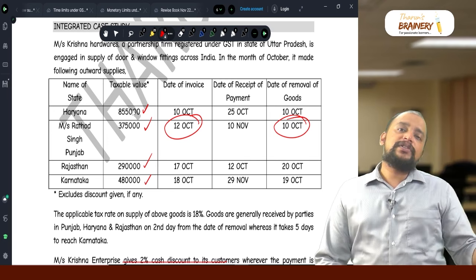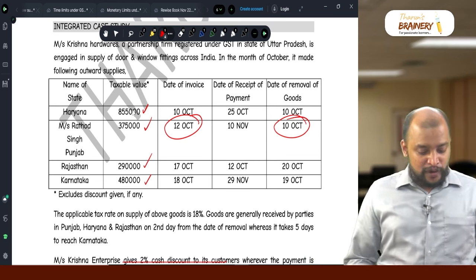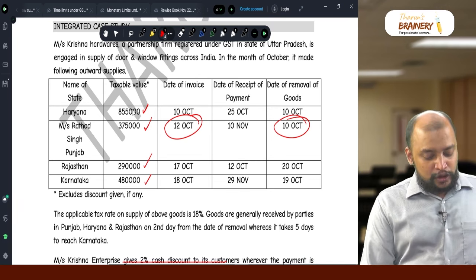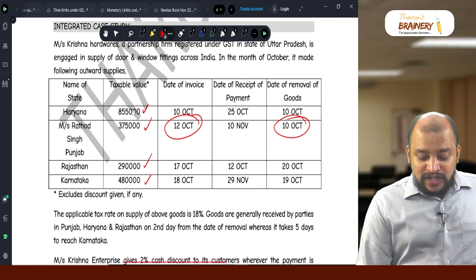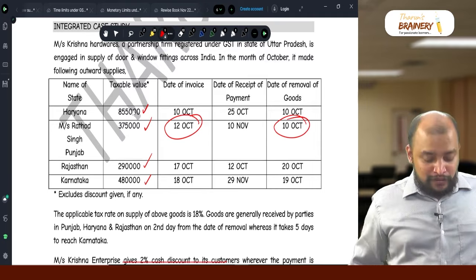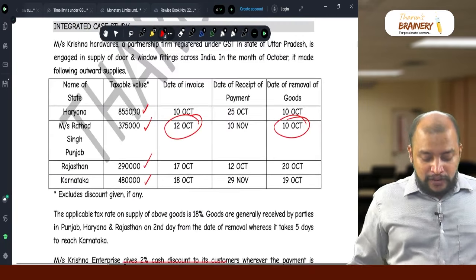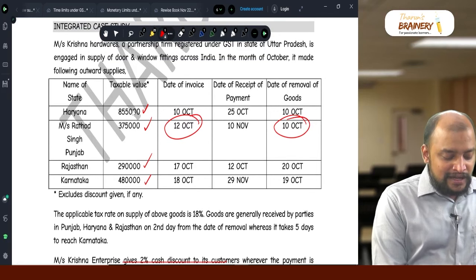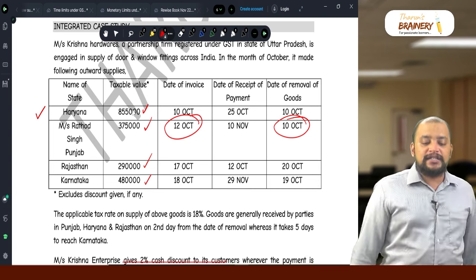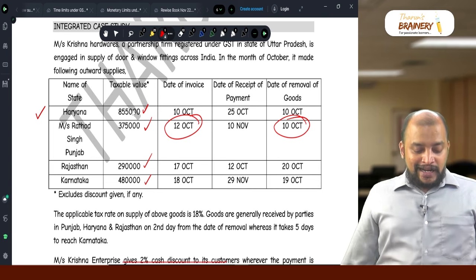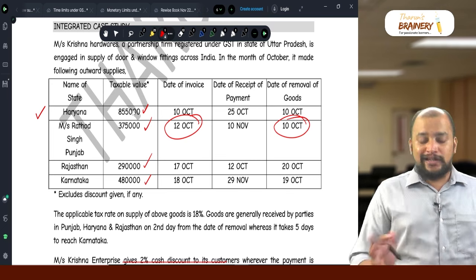So when the discount is being given, first, if the payment is received before the date of invoice, here payment is 25th October, invoice is 10th October, no. But the payment is received within 15 days from the date of removal of goods, yes, within 15 days. So therefore in this case, it is eligible for discount. Second case, whether the payment is received before invoice, no. 10 November, is it within 15 days from the date of removal? No. So second case, there is no discount.